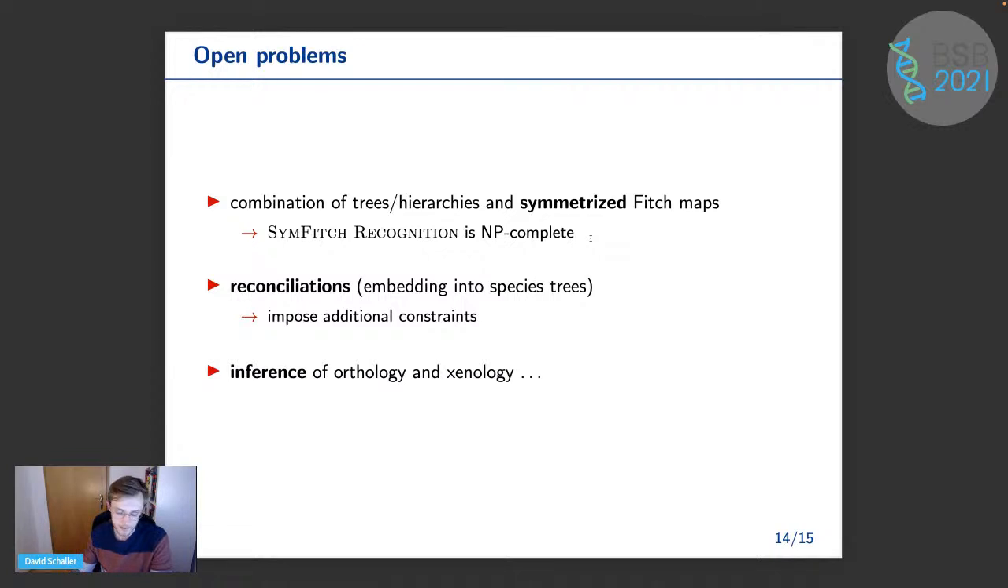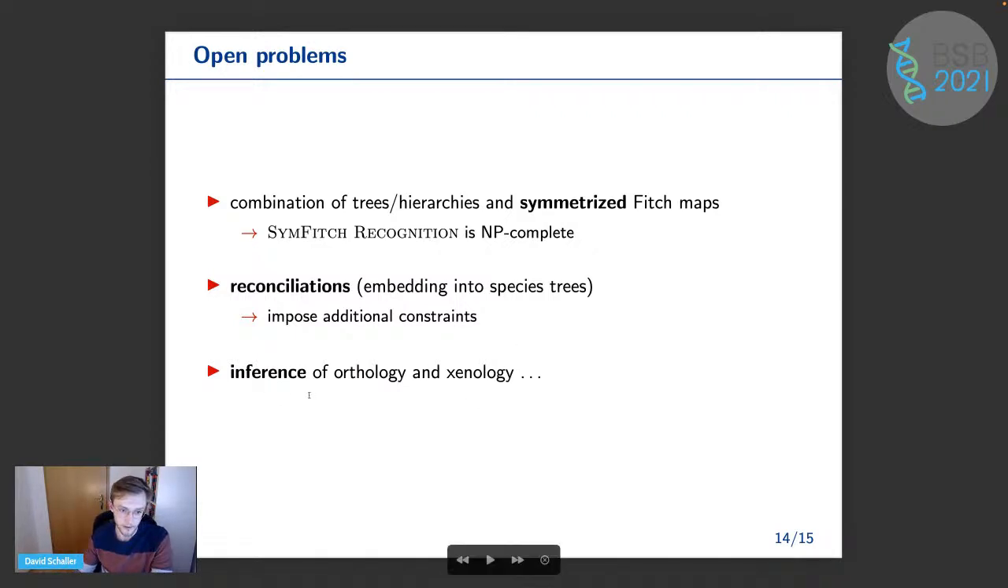And the second point here is reconciliations. We haven't considered them explicitly here and only used them to motivate certain things like the constraints. But if you do consider them explicitly, then it's known that they impose additional constraints. And these are also not simple ones that can be checked locally, but have a more complicated structure.